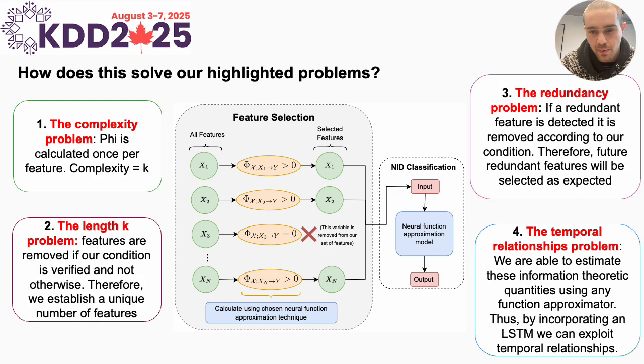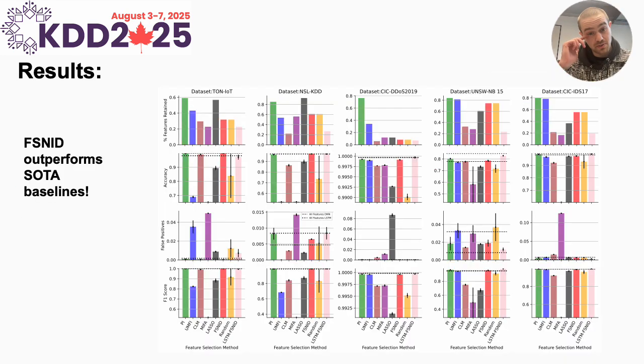And there we go, that's how we overcome these 4 problems. And then this leads us to some results where we show that we outperform baselines when selecting features.